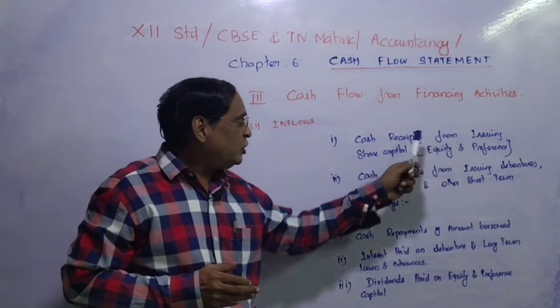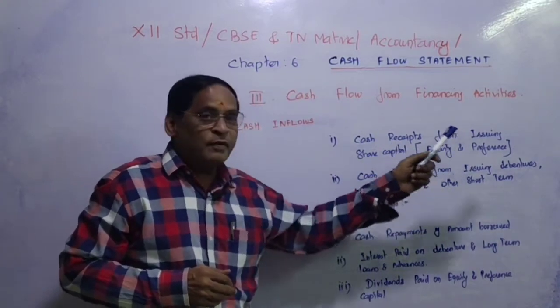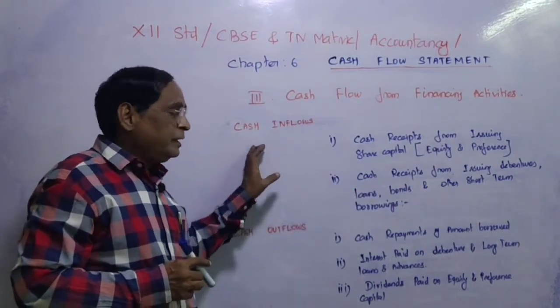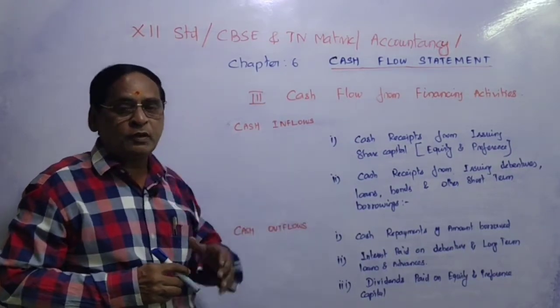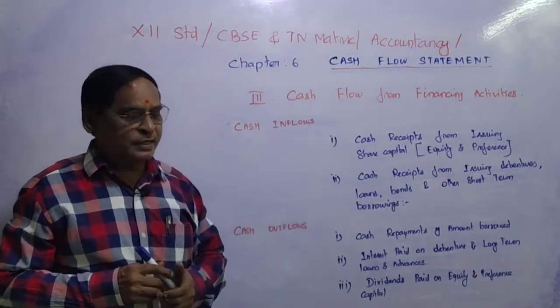Cash receipt from issuing share capital, both equity share capital and preference share capital. For example, if the share capital were rupees 5 crores, and we issue again 5 crores, the 5 crores amount will be coming into the business.